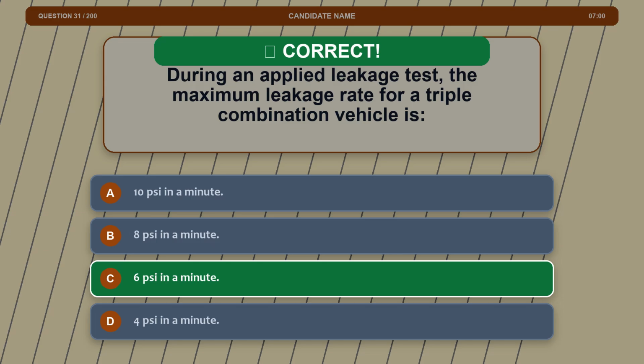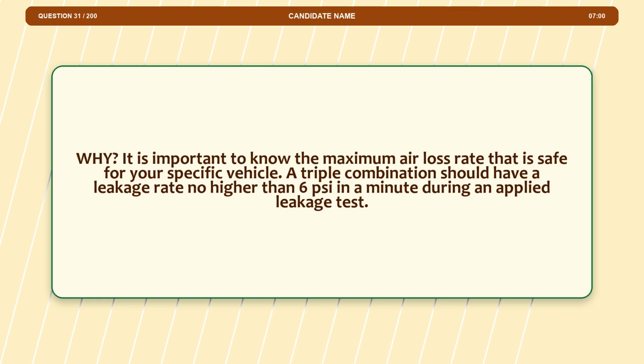The correct answer is option C, 6 psi in a minute. Explanation. It is important to know the maximum air loss rate that is safe for your specific vehicle. A triple combination should have a leakage rate no higher than 6 psi in a minute during an applied leakage test.